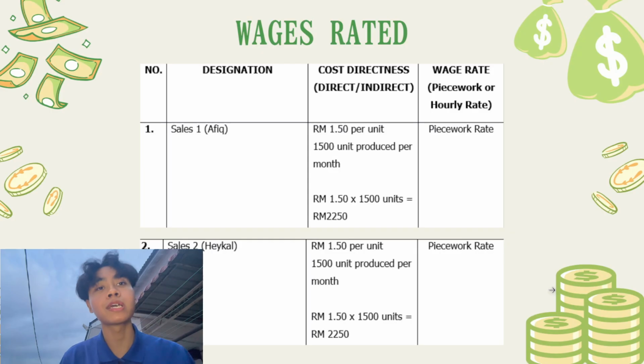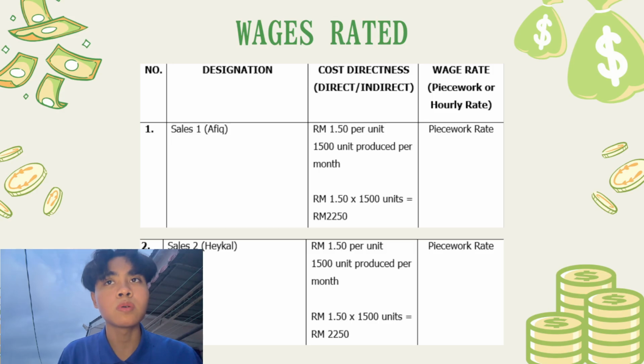Assalamualaikum. My name is Shoma Hikal bin Halim. So to continue our presentation today for cost accounting, we continue with wage rate. First, we move to the sales one, which is AFIC. For cost directness, 1 ringgit 50 cents per unit for 1,500 units produced per month. So the calculation is 1 ringgit 50 cents times 1,500 units equal to 2,250 ringgit. So for AFIC, the wage rate is piecework rate.